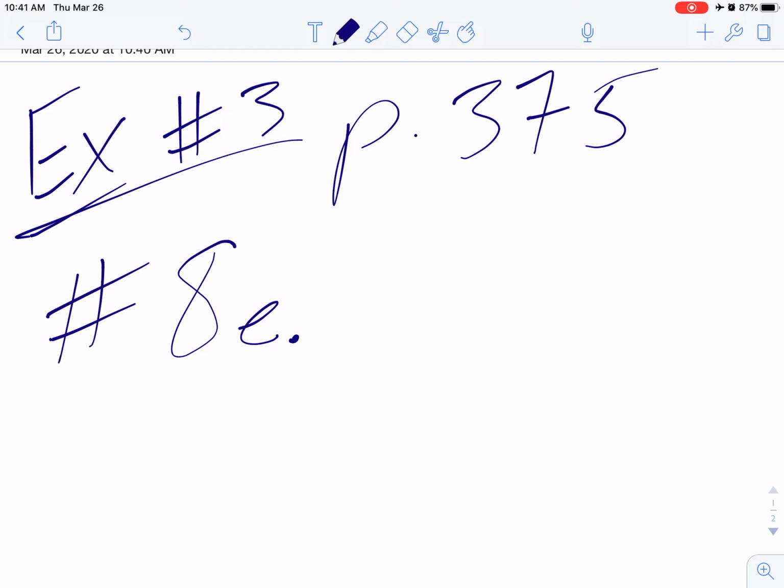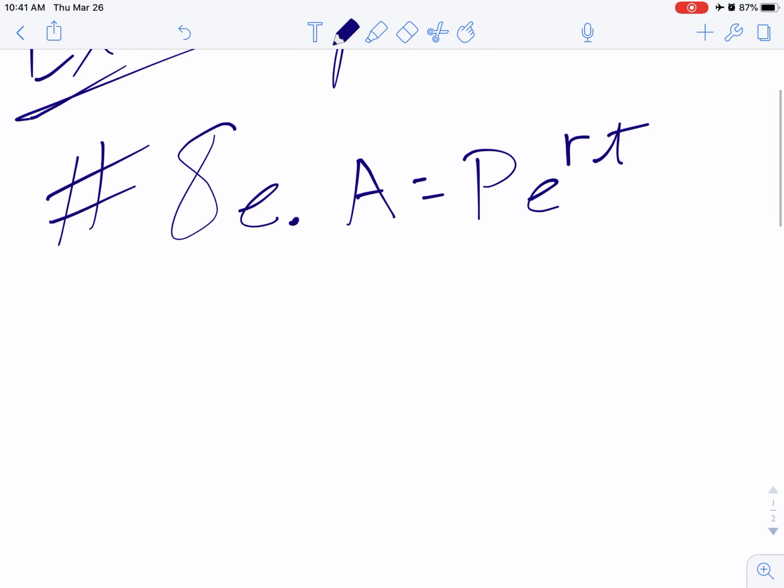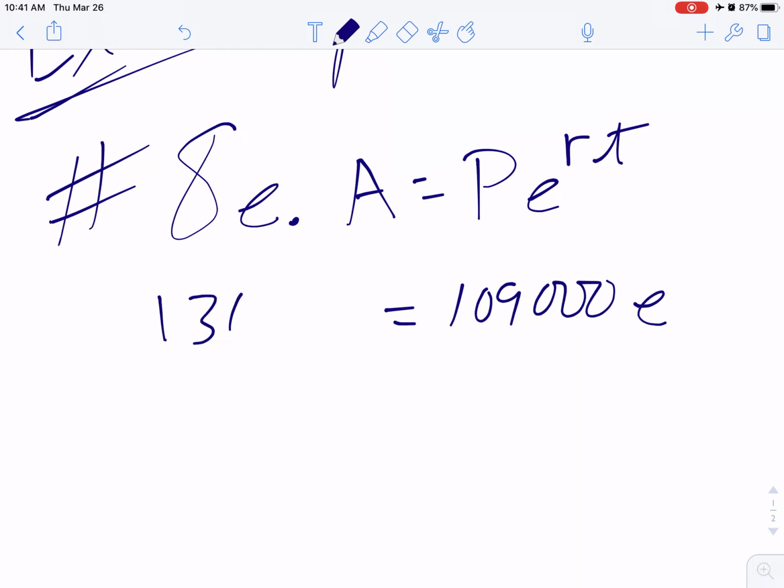They tell you the initial investment, and I'll use the other formula for this. Let's see, I had an R in there, I think. So they tell you the initial investment is $109,000. So that goes for our principal. This is number 8E. And they tell you the amount after 5 years is $136,503.18. So we do not know R, but we do have a 5 for our time.